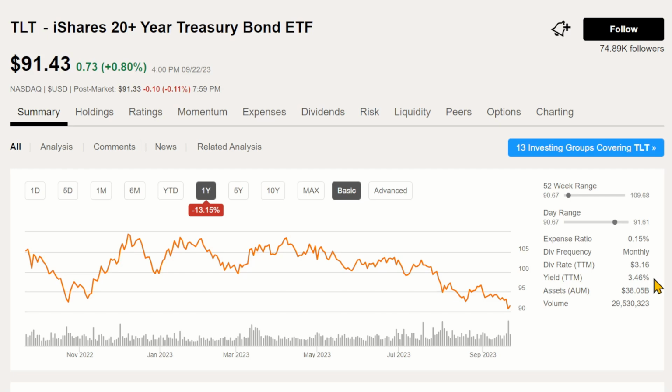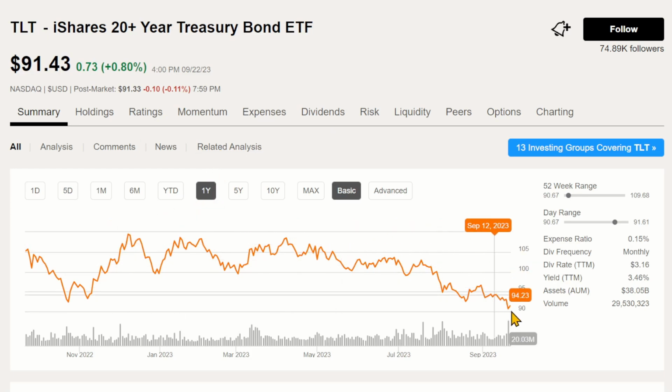This will continue to rise. Think about new bonds being issued right now, 20, 30 year, around 4.5% as those get added to TLT. It's going to drive the yield up. Old bonds fall off. Assets under management, $38 billion currently. So pretty large fund. And the 1-year performance, you can see down 13.5% or 13.15%.